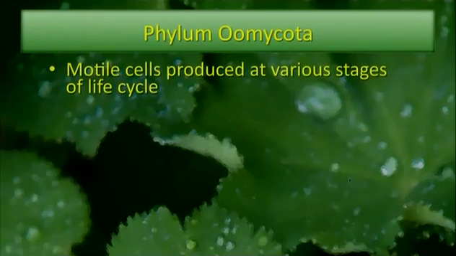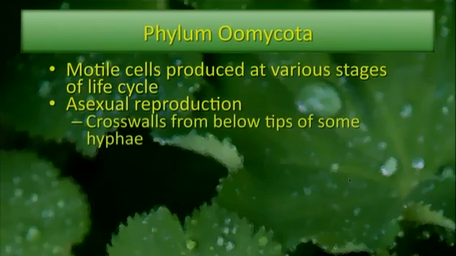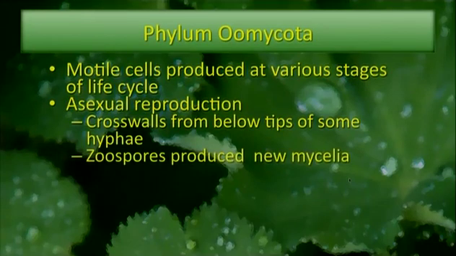Now motile cells are produced at various stages of the life cycle, so asexual reproduction. Cross walls form below the tips of some hyphae, and zoospores are produced and they form new mycelia.